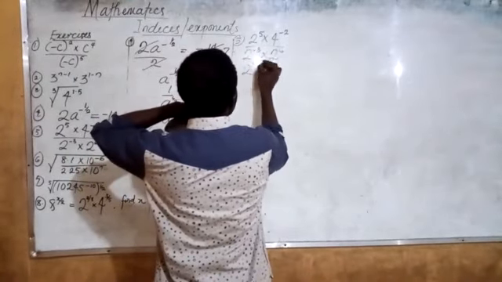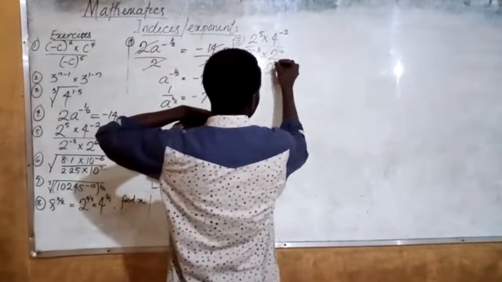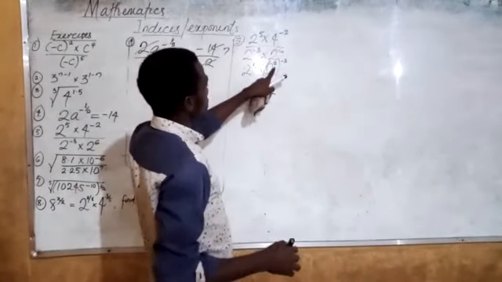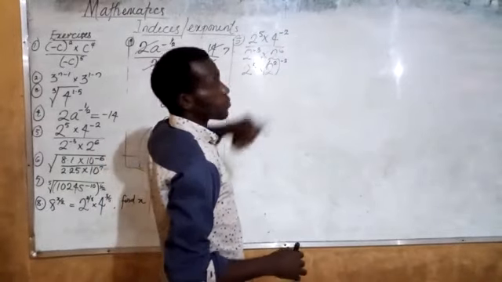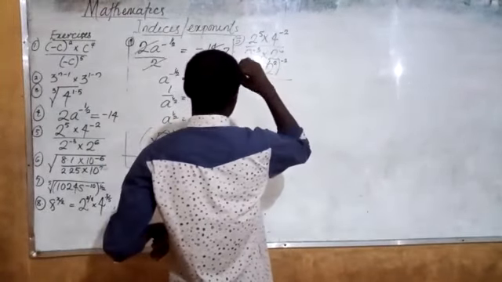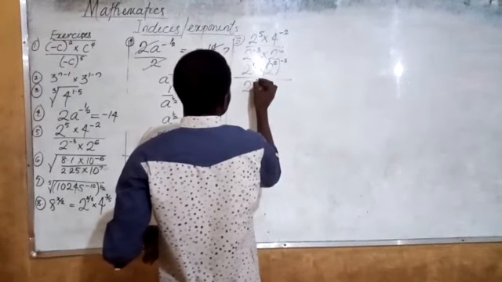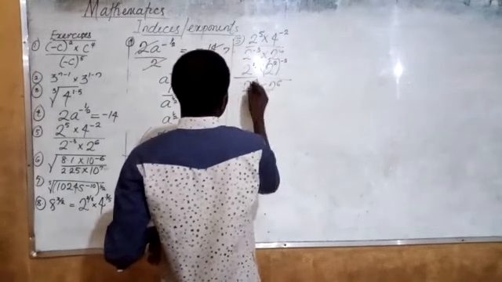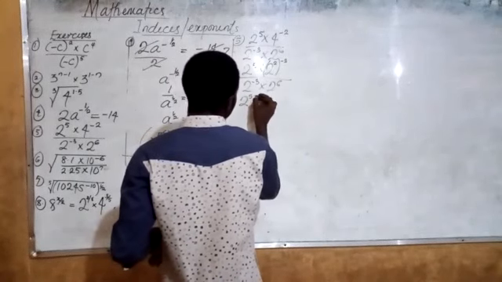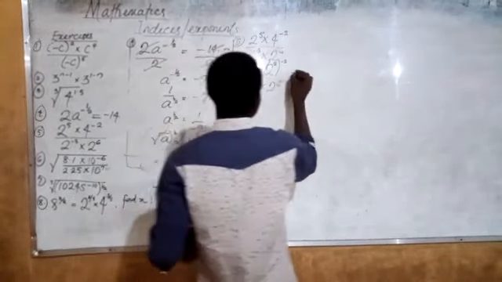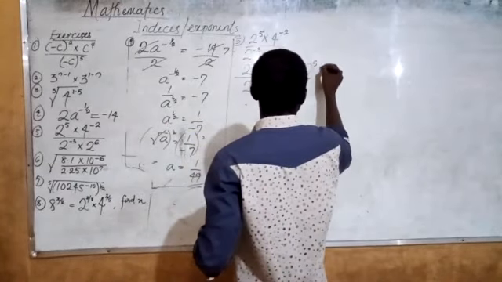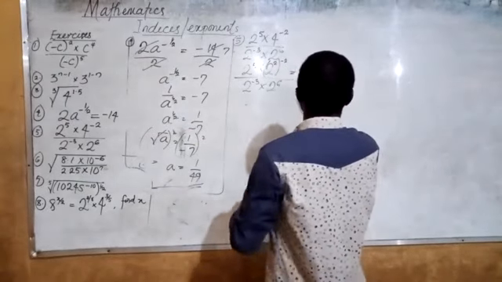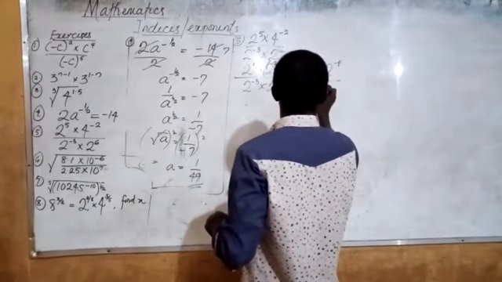So we have 2 raised to the power 5 by 2 raised to the power 2 here, then all raised to the power minus 2, because this 4 represents 2 raised to the power 2, raised to the other exponent that is there. So we have 2 raised to the power minus 3 by 2 raised to the power 6. Now we have uniformity in the base. So we have 2 raised to the power 5 multiplied by 2 raised to the power minus 4, over 2 raised to the power minus 3 by 2 raised to the power 6.